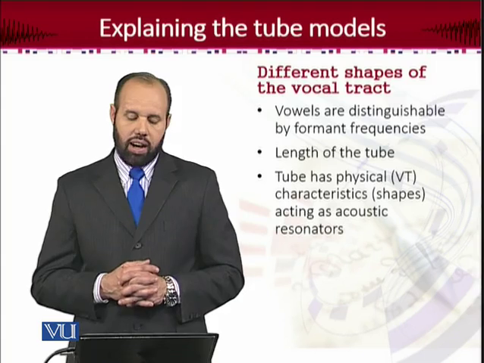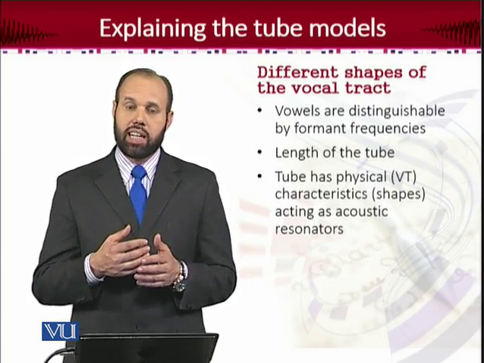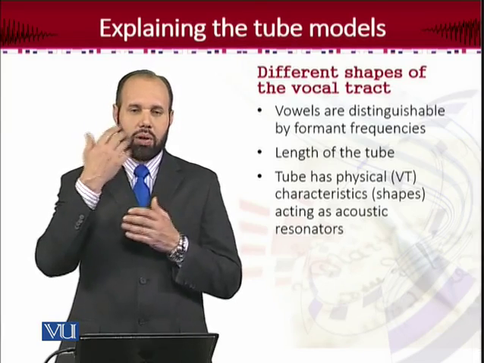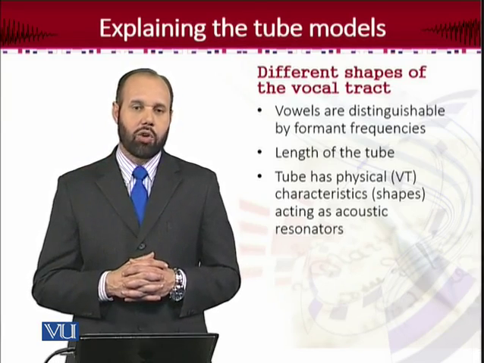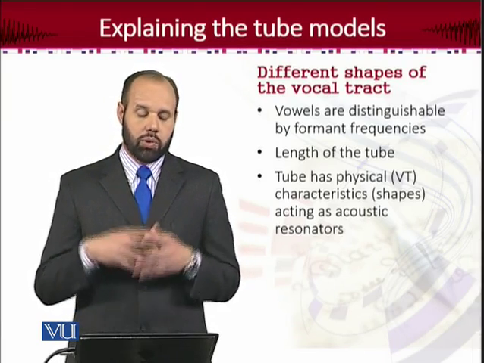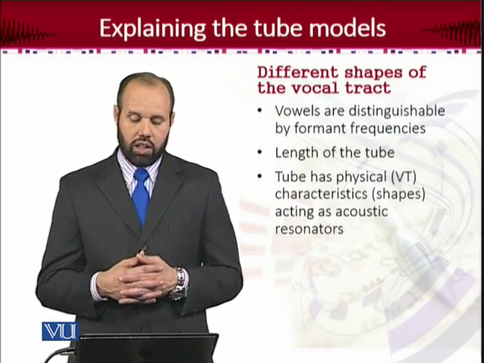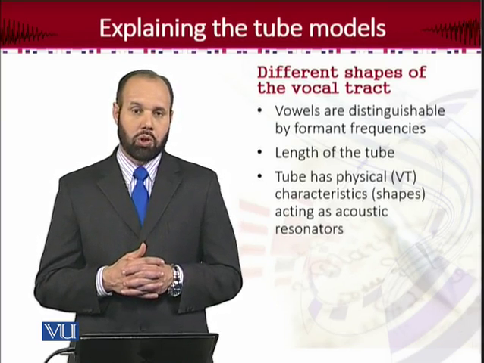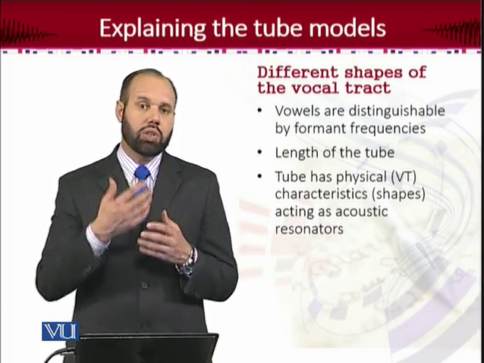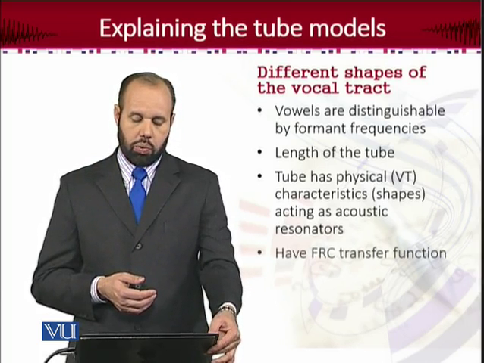And the tube has physical characteristics. Those physical characteristics of the tube mean the physical characteristics of the vocal tract, because there are processes going on all the time, and the articulators are being modified for a specific speech sound by the speaker. So those physical characteristics of the shapes of the vocal tract play an important role, and they act as acoustic resonators, because we need acoustic resonators in order to create overtones within a specific sound.